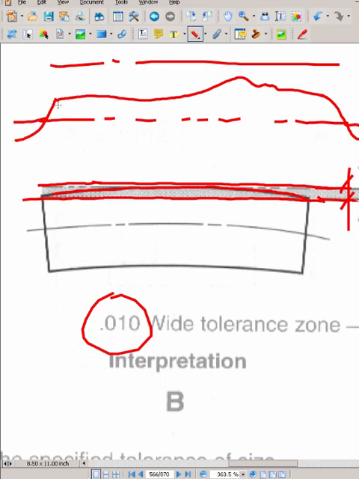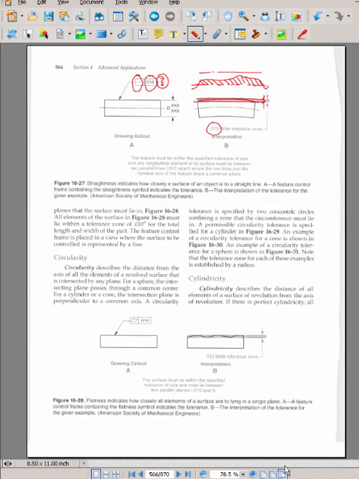Okay, there's the concept. That's supposed to be a part surface. Sorry if it looks funky. But a straightness tolerance is not too big of a deal. You can pretty much understand that without too much problem.